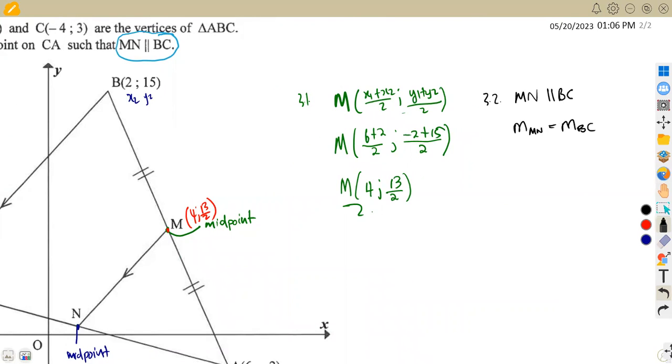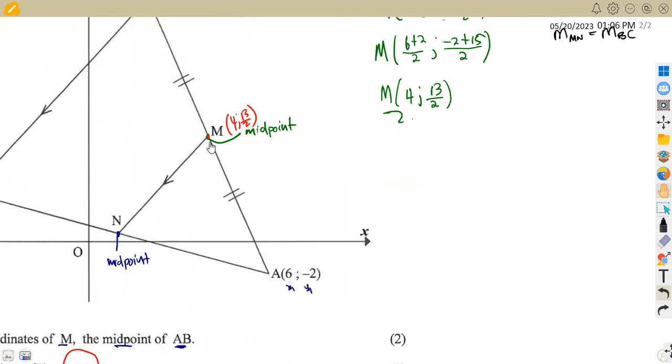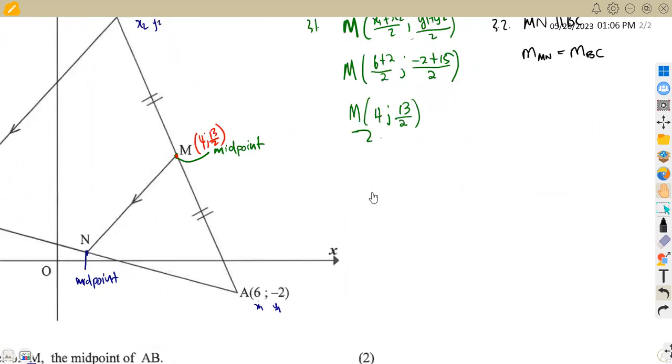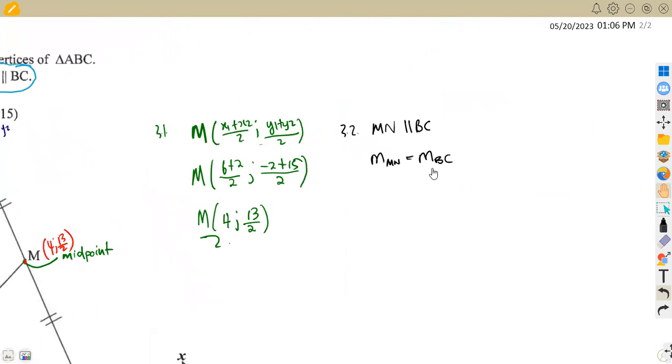Because for MN, we are just given the point M. We are just given one point. We do not have this N, and later on they're asking us to calculate the point N. So it means we do not need to apply the point N at this point. So we are going to work with what we are given, that is from B to C.